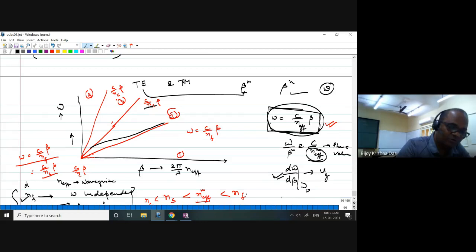The lower end will be somewhere close to this curve, because the lowest value of N effective should be closer to NS and the highest value should be closer to NF. This straight line is the NF solution. As you keep on increasing your omega value, meaning you are decreasing your lambda, slowly you will be getting NF like that. This is for m equal to 0.